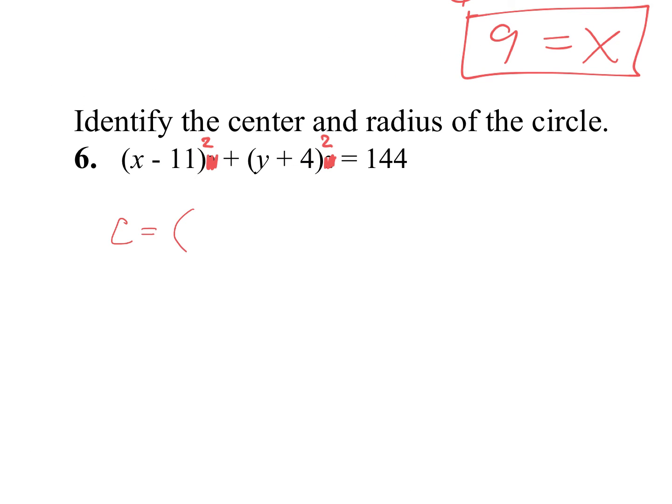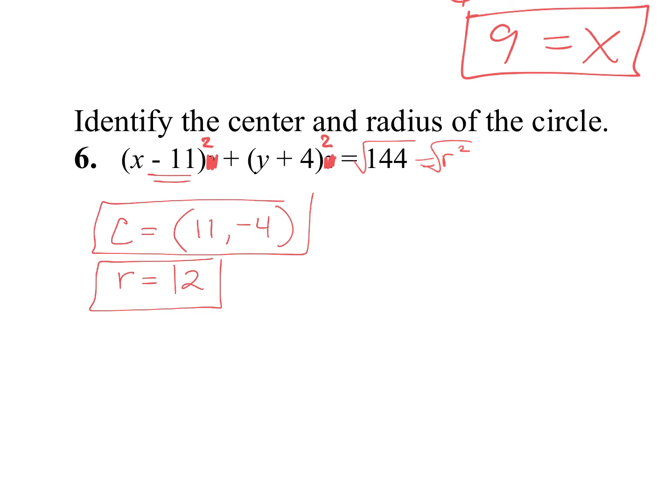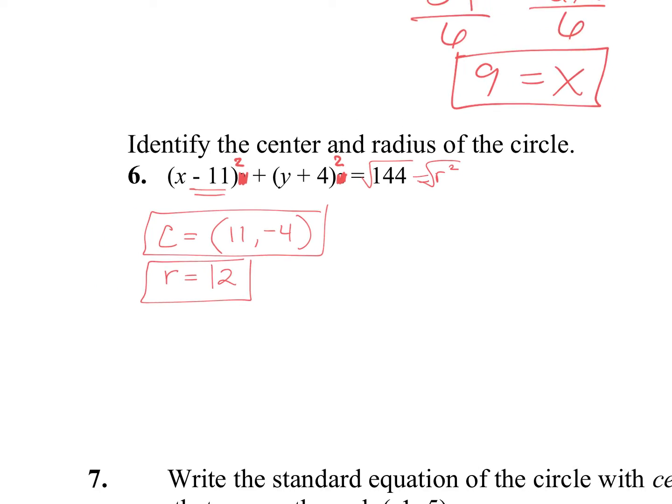What's the center of this circle? 11, -4. Remember, it's always opposite of what it looks like. So a positive 11, a -4. And then what's your radius? It would be 12. This is your radius squared. So if you square root that, your radius is 12. Okay. Questions on that?